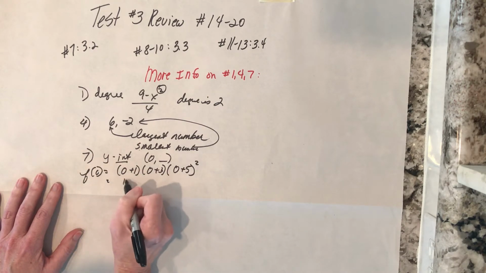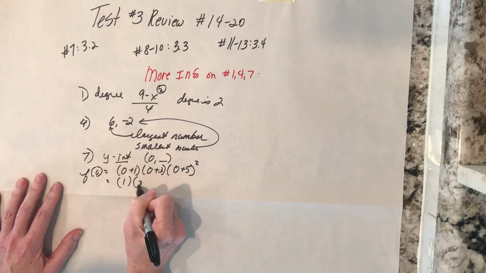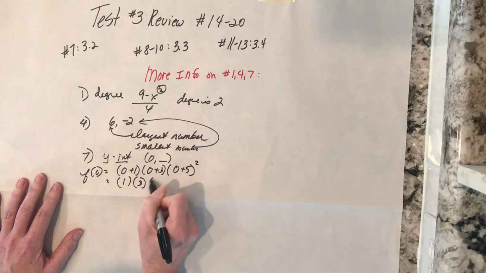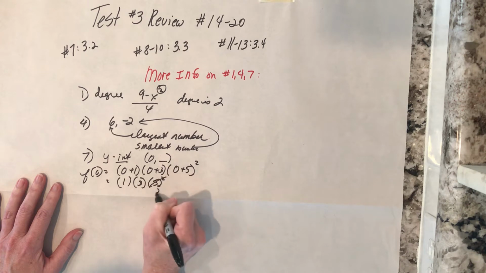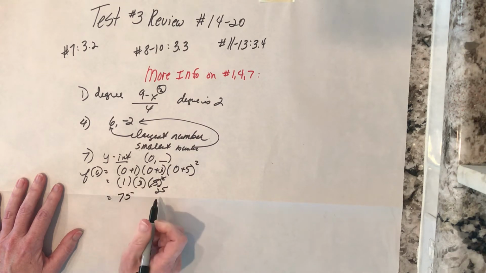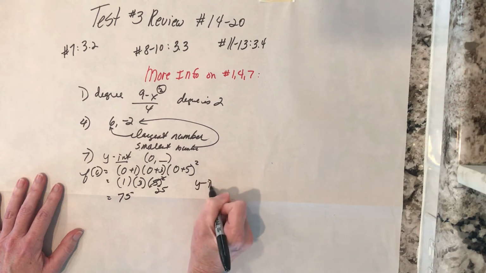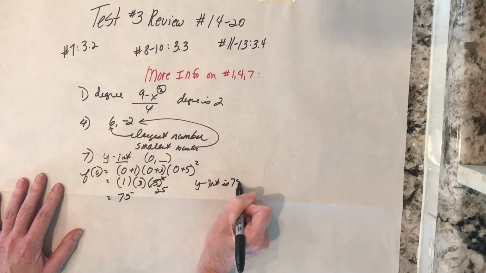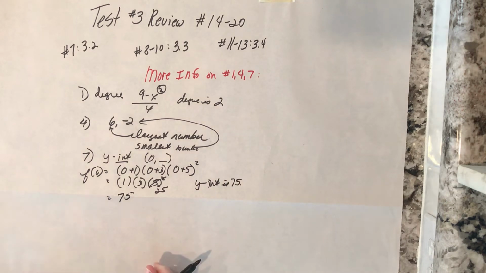0 plus 1 is 1, 0 plus 3 is 3, 0 plus 5 is 5, and we're going to square it. So 1 times 3 times 25 is 75. So the y-intercept is 75. That's all you need to worry about there.